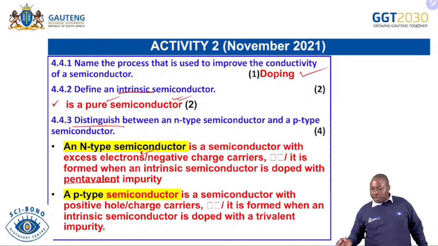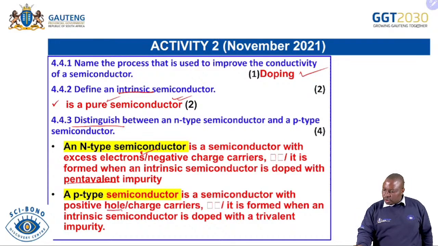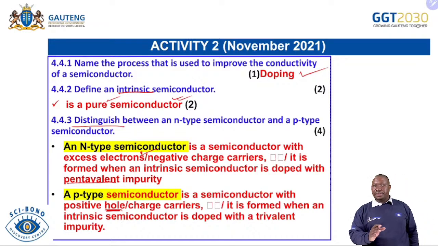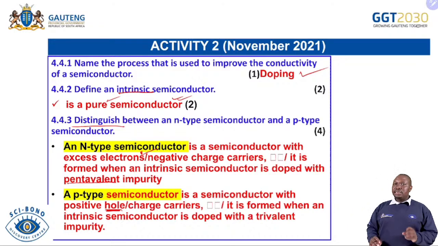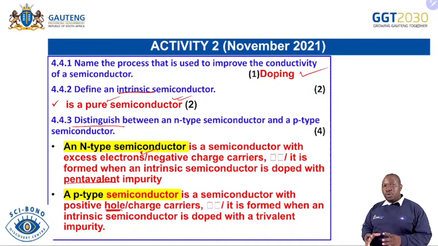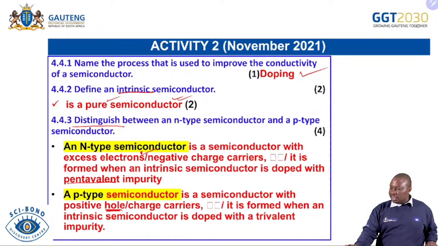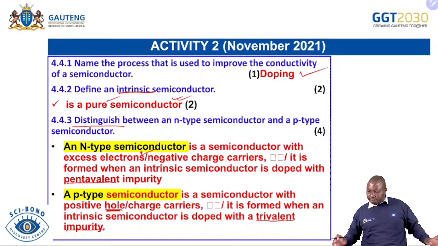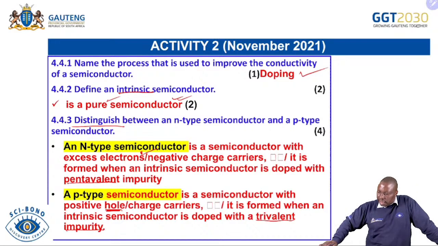Look at the p-type semiconductor there. We're saying it's a semiconductor with positive holes. Don't forget, because we're using boron there, boron is bringing 3. Silicon is looking for 4. So we'll have a hole. So we have a positive hole as a charge carrier. It is formed when an intrinsic semiconductor is doped with a trivalent impurity. So it's a trivalent impurity that we have used.